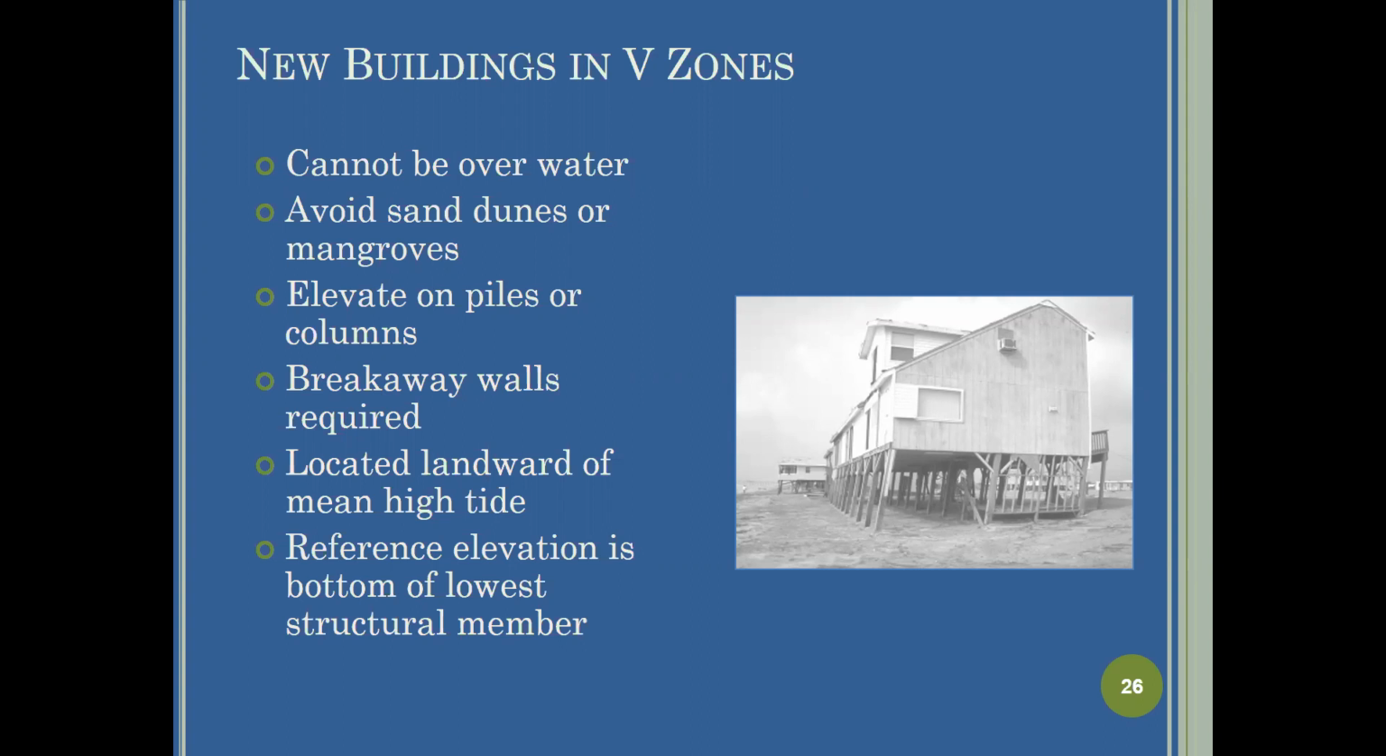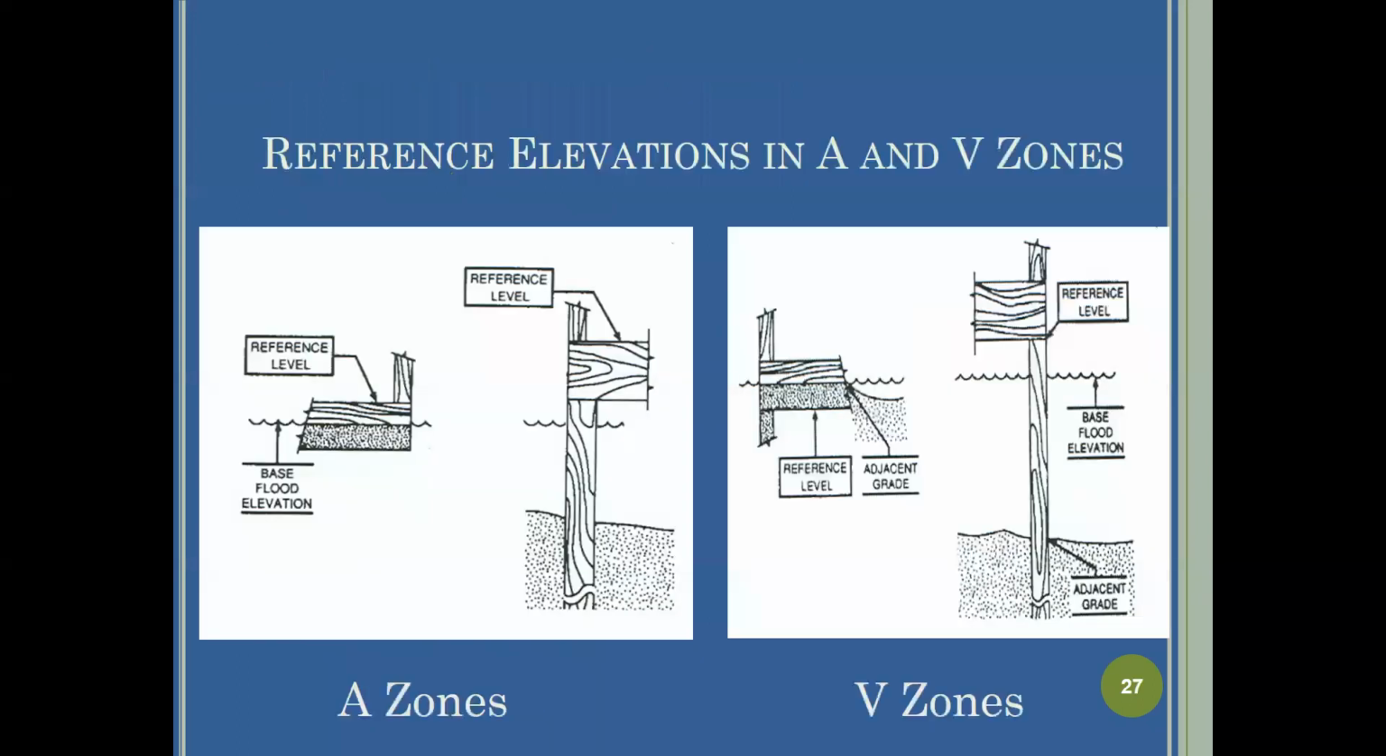So you also have to be landward of the mean high tide. So again, you don't want a high tide coming in and being up underneath this structure. We'll see this on the next slide. The reference elevation now is the bottom of the lowest structural member, whereas for an A zone, as shown here, the reference elevation is the lowest floor.